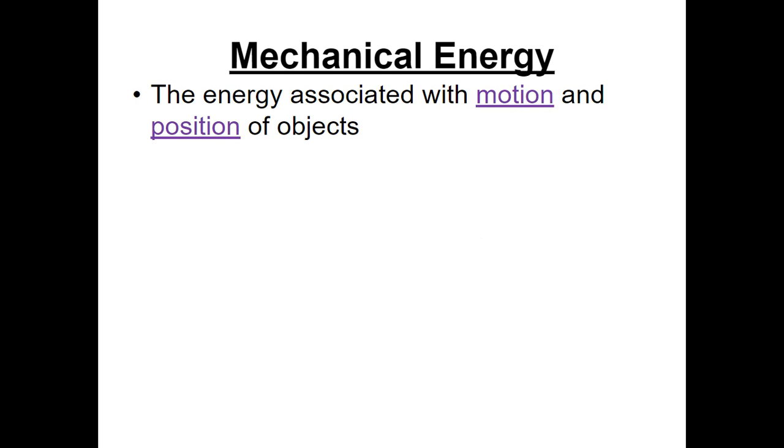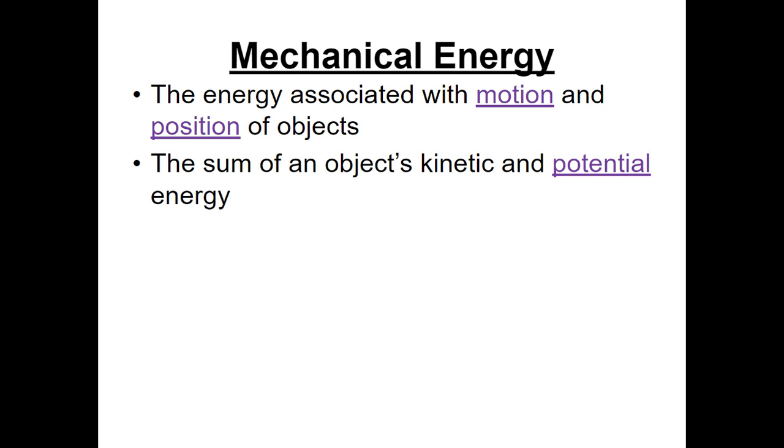All right, so let's look at the first one here. So we have mechanical energy. This is energy associated with motion and the position of objects. The sum of an object's kinetic and potential energy is equal to its mechanical energy.